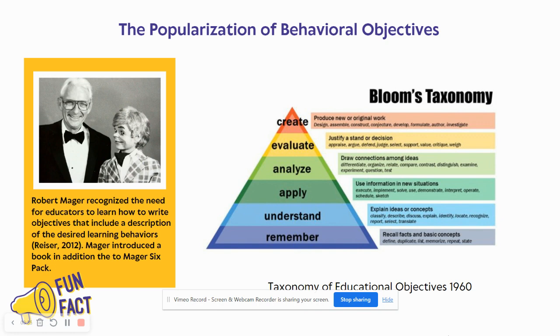Within Bloom's, they have the top tier, which is create, or produce new original work. Evaluate is to justify or stand on a decision, which can be to judge, select, support, or critique a student's work. You have analyze, which is drawing connections among ideas, so organizing ideas could be like a storyboard or a diagram. You have apply, which is using information in new systems. You also have understand, which is explaining ideas or concepts, so classifying, describing, and discussing. And then you have remembering, which is recalling facts or regurgitating different facts.